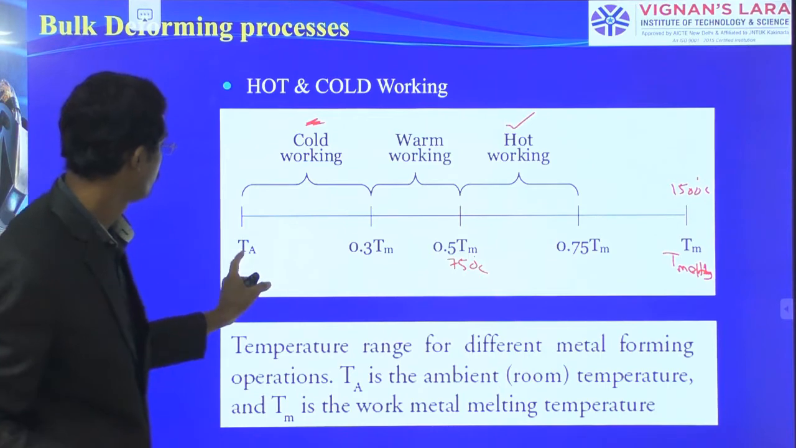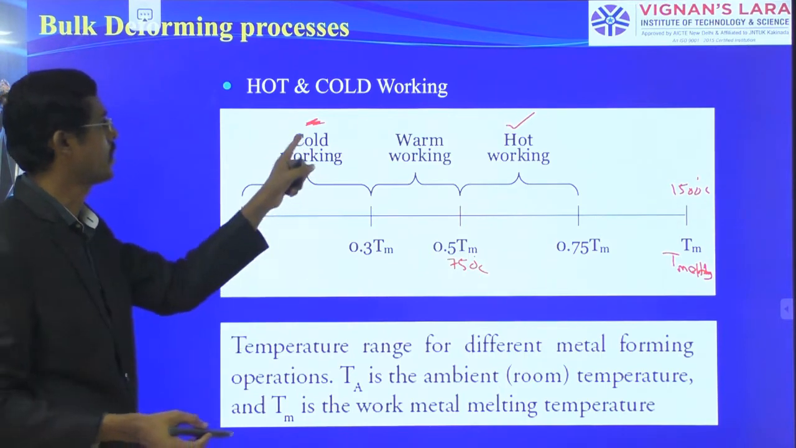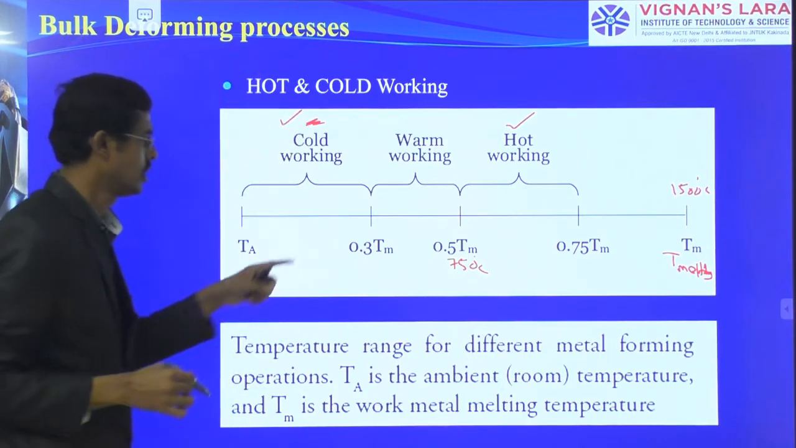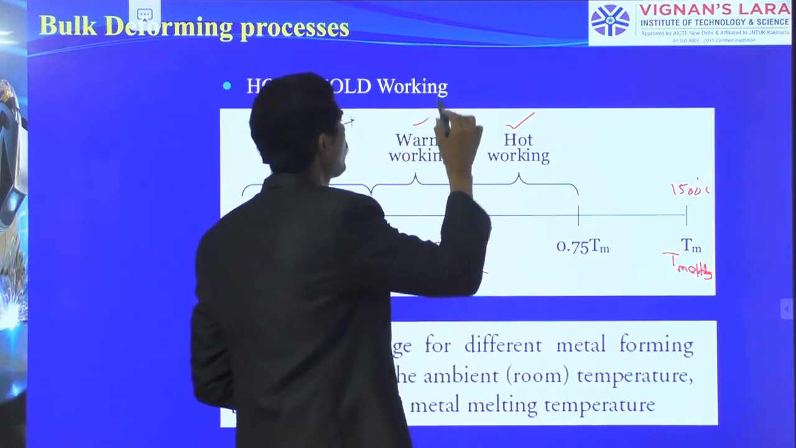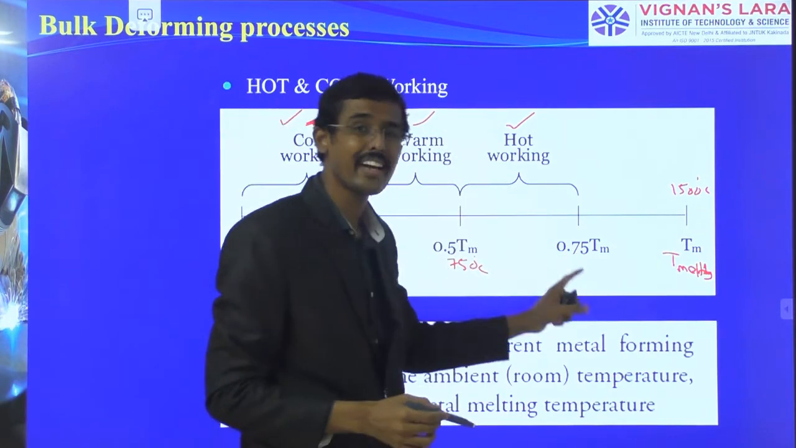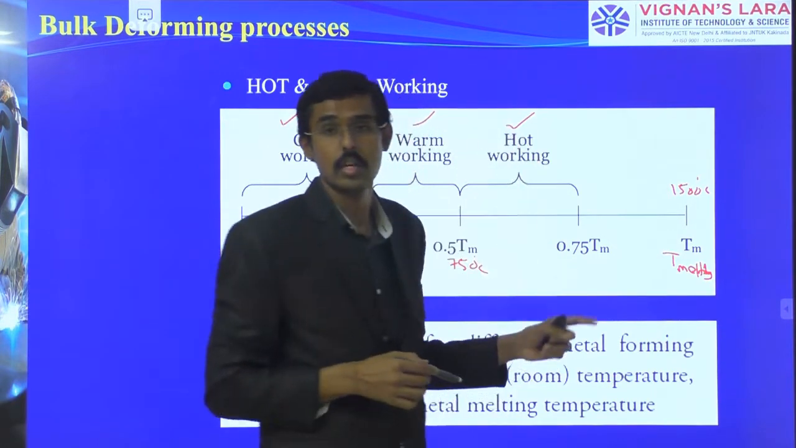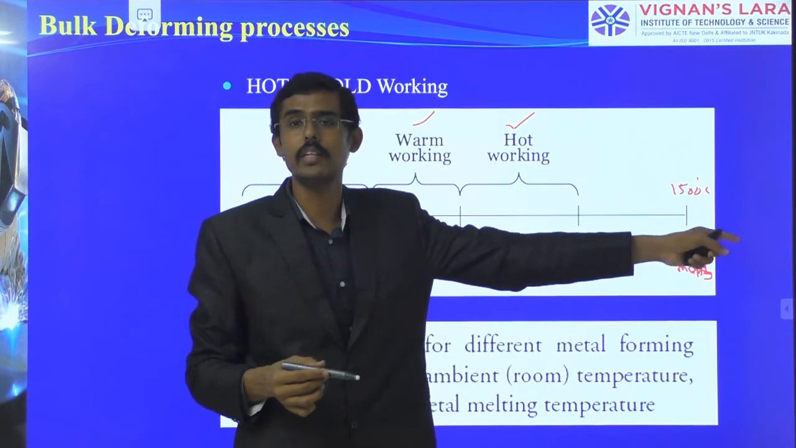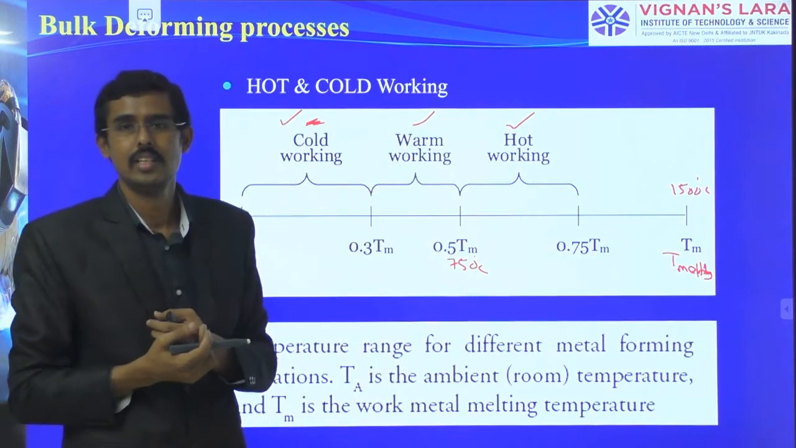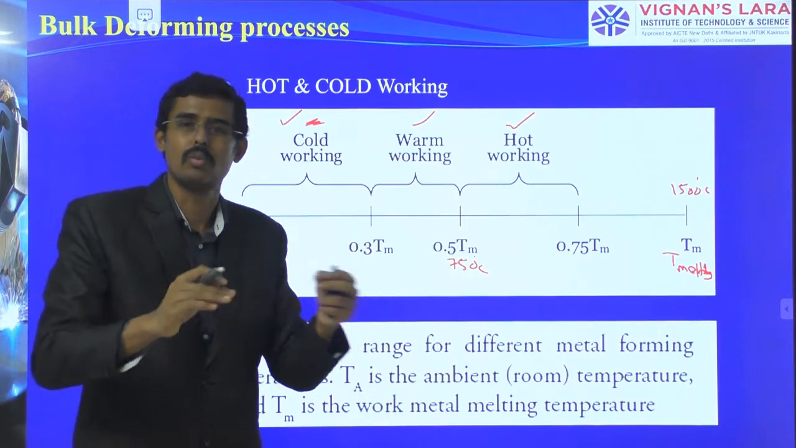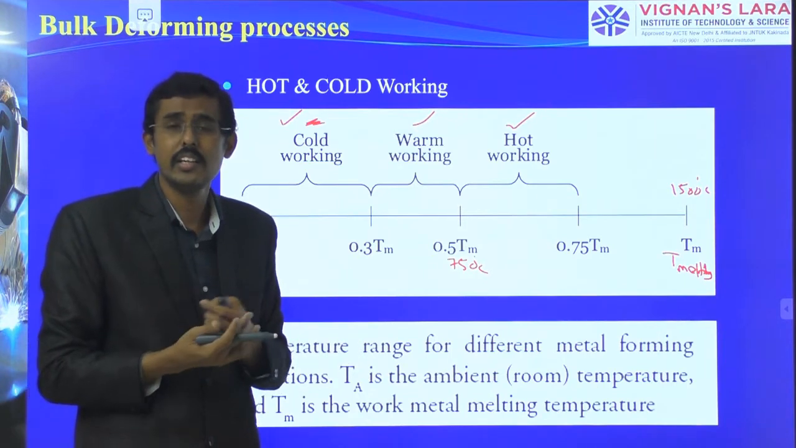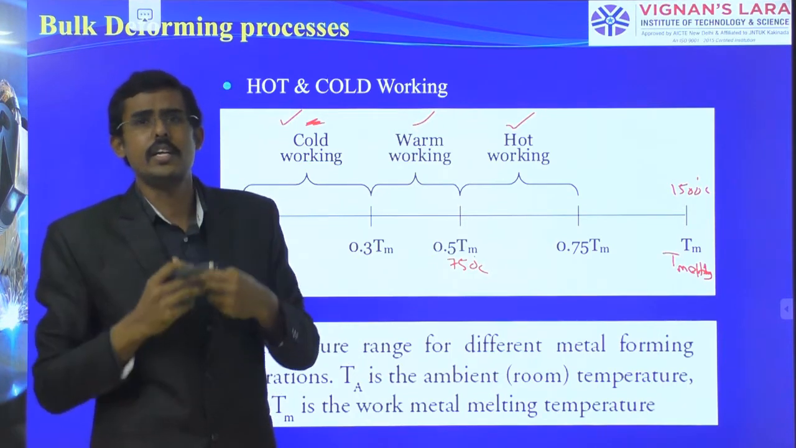See, ambient to 0.3 Tm I understand as a cold working process. Then 0.3 to 0.5 is a warm working process, and 0.5 to 0.75 is a hot working process. After 0.75, what happens? It is ready to melt. It will collapse more. It is going to get fluidity.